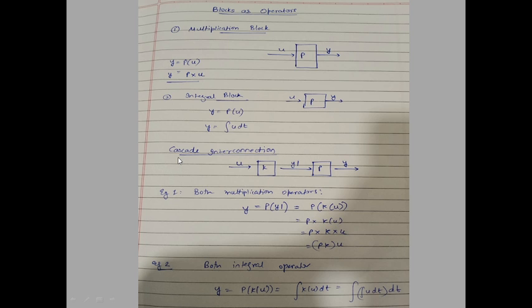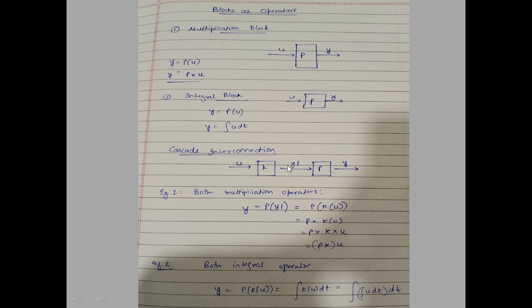Now the blocks are generally used in cascade, that is in series or parallel connections. So let us consider this example and consider two cases. Firstly, these two blocks are multiplication blocks, and then we'll consider both of them to be integration blocks. Now considering multiplication operators, we can write the output y as action of P on y1, where y1 is an intermediate signal.